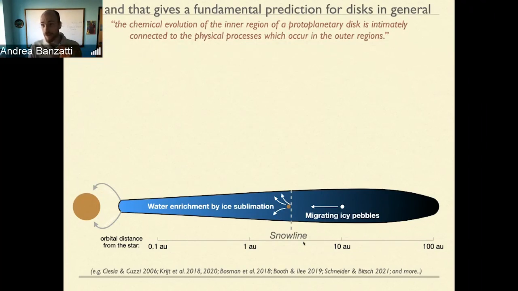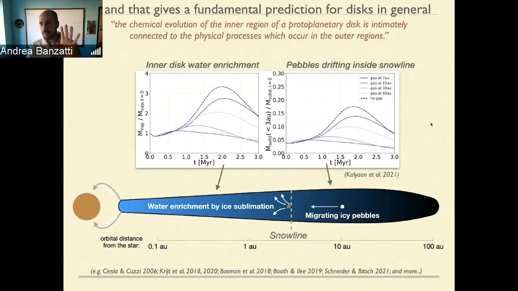So there is a growing number of works that are coming out and studying different aspects of it. But in this slide, let me highlight in particular from one recent work the fundamental time dependence of this process. So you see here in the left plot the inner disk water enrichment as a function of time, and to the right the mass of pebbles drifting inside of the snowline as a function of time. So let's focus on the dashed curve here.